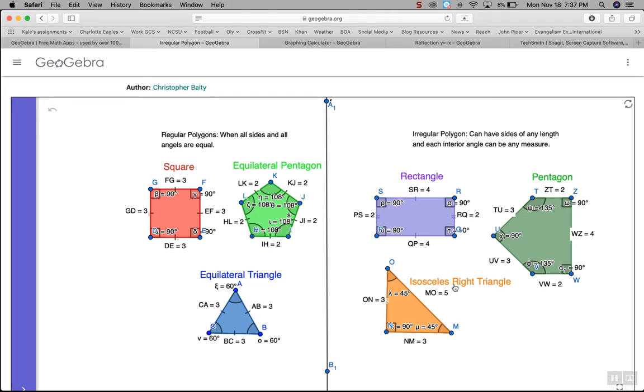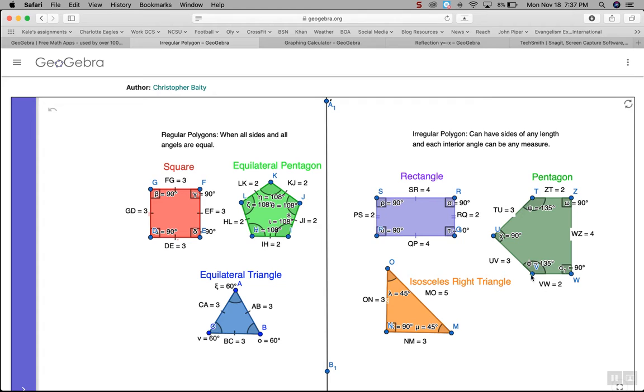With an isosceles right triangle, we see that the sides here NM is equal to 3, ON side is equal to 3, but the other side we see here, MO is equal to 5. In addition, on the inside, we see that two angles are equal to 45, but the third is 90 degrees. And of course, that is the definition of an isosceles right triangle.